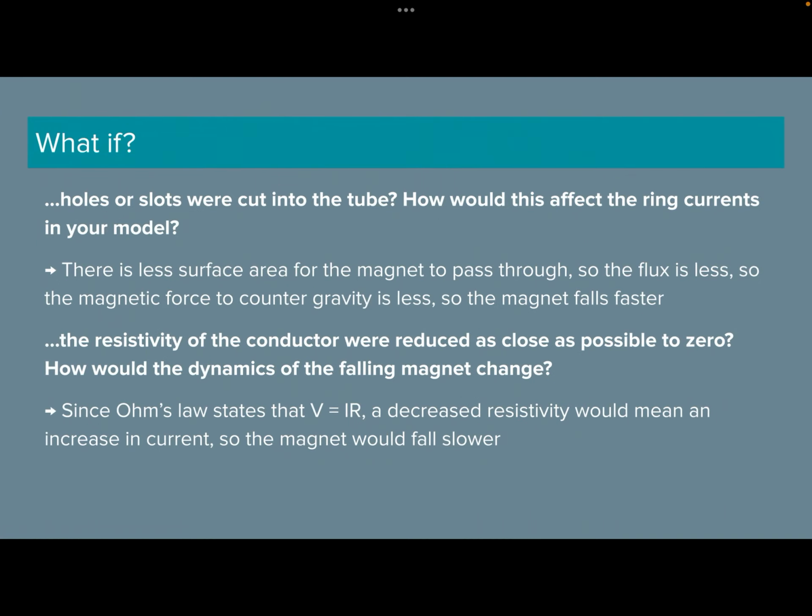So, what if we were to add holes or slots into the tube? How would this affect the ring currents? Well, since there's less surface area, that affects the flux. So, as a result, the magnetic force that counters gravity is less, so the magnet would fall faster.